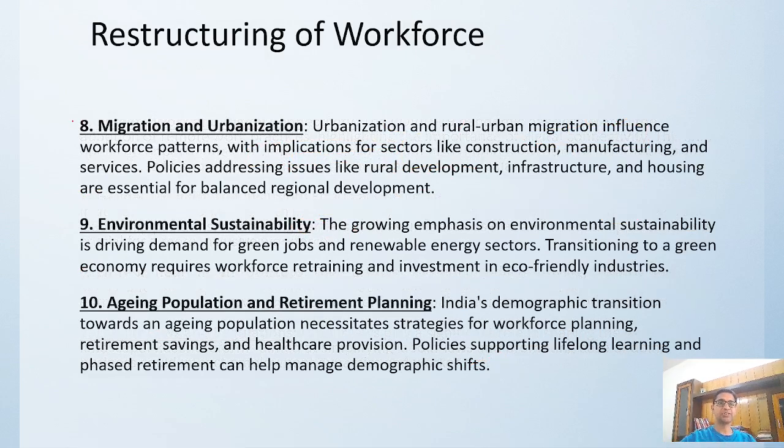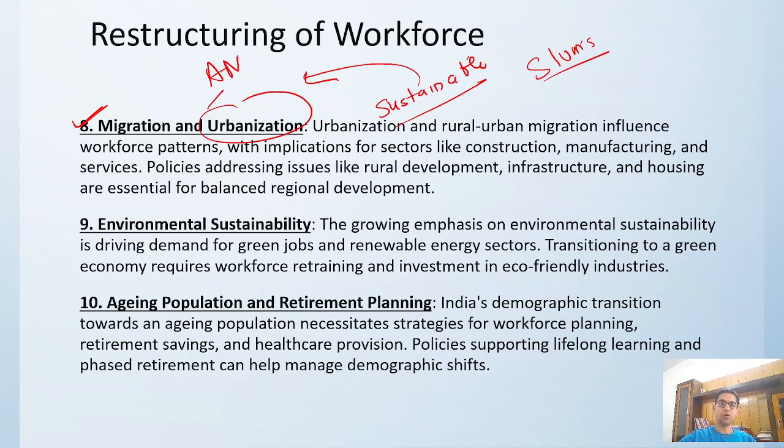Then migration and urbanization has to be tackled properly. We have to make sure that they get sustainable migration. It is not that lakhs of people are migrating, because otherwise they will go to cities and create slums. Urbanization has to be sustainable. AMRUT mission, Jawaharlal Nehru Urban Renewal Mission is there, which is creating urban infrastructure. Pradhan Mantri Awas Yojana Urban. So they are all solving the issue of rural development.